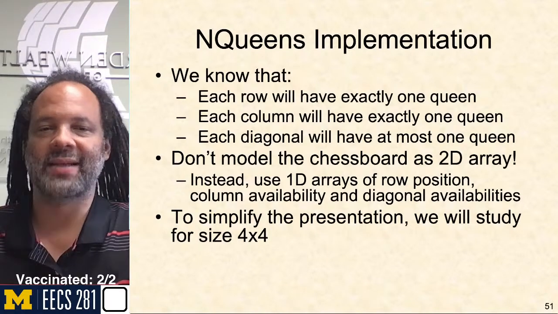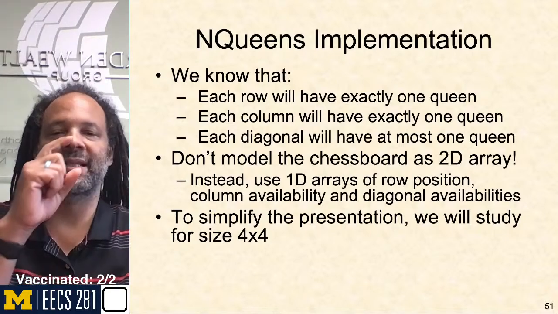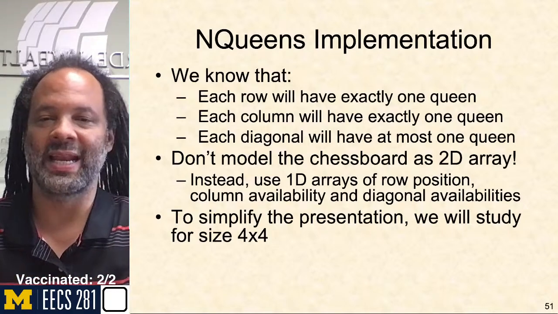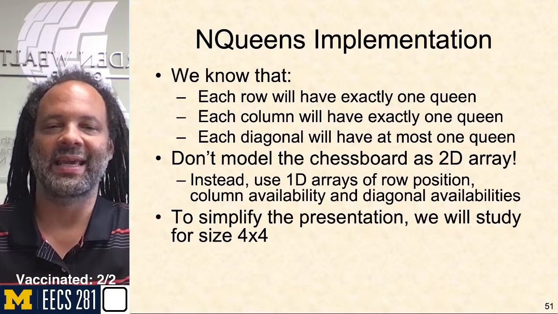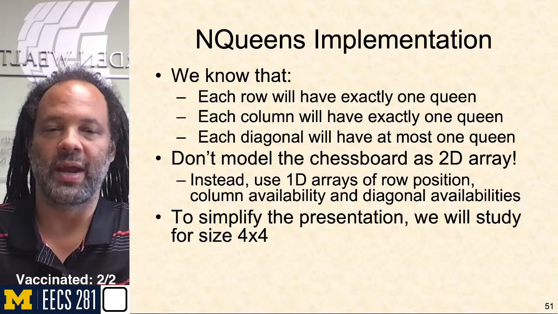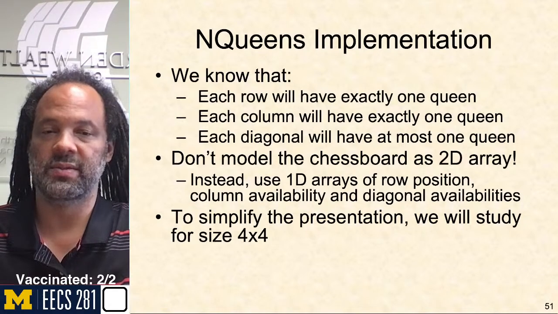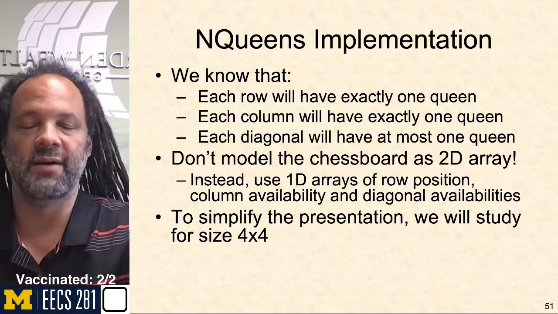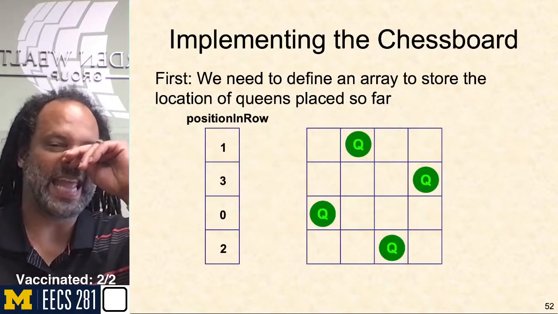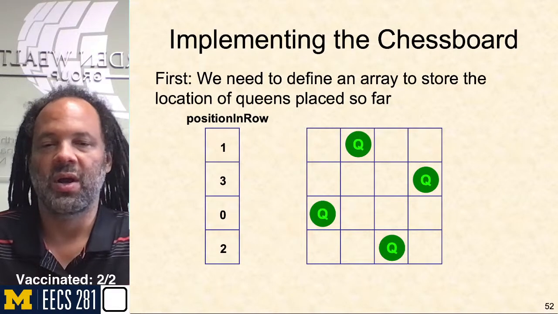So back to N Queens here. We know that each row is going to have exactly 1 queen, each column is going to have exactly 1 queen, and each diagonal will have at most 1 queen. I need ways to represent that, and I can get that done in these 4 1D arrays. One of them holds integers and the other 3 hold booleans. So we're going to simplify this by studying a 4x4, and then it's very easy to extend this to any n after that.